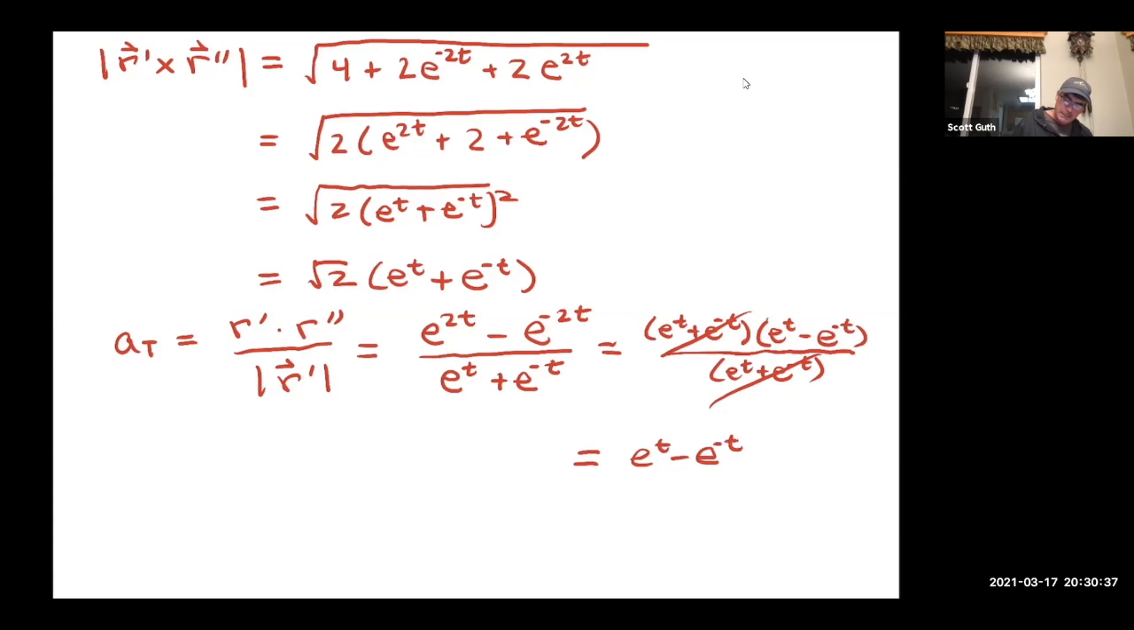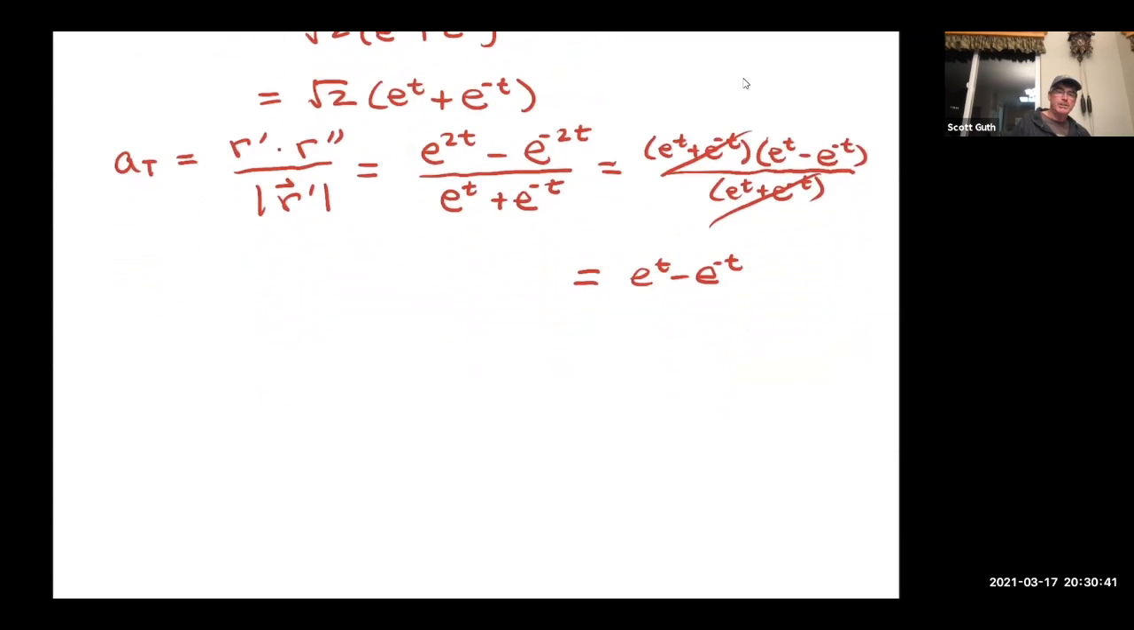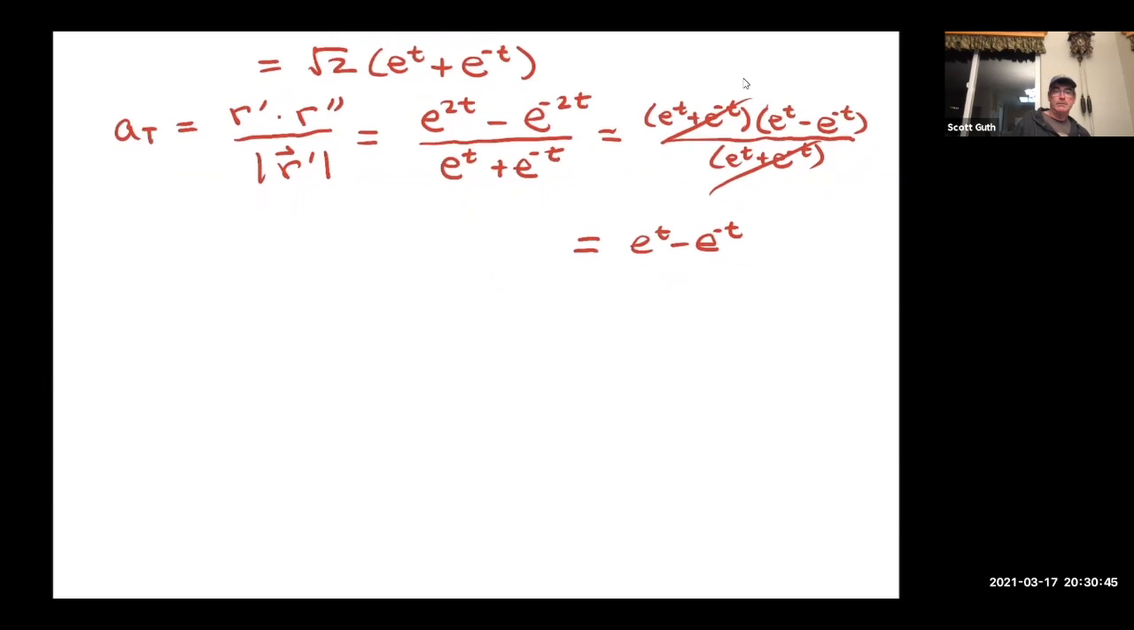So again, speed is always positive, but the tangential component of acceleration has to be positive or negative, so you could speed up or slow down. Okay, so you can see that could go negative if the second term is bigger. Now, a_N is the magnitude of r prime cross r double prime over the magnitude of r prime.